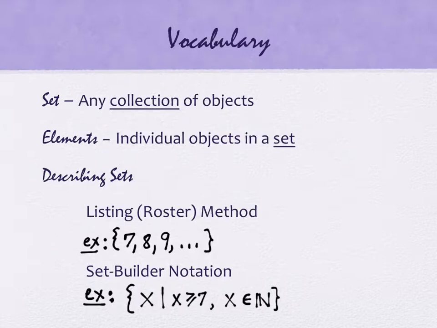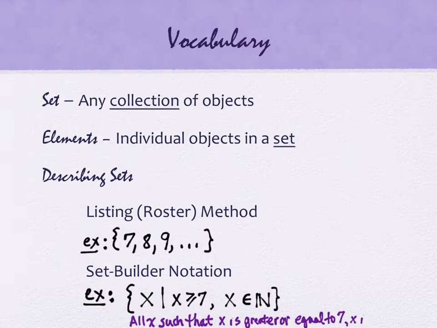This is read as, this is all X. That vertical bar is read as the words such that. You know how to read the next one. It's X is greater than or equal to 7, right? And the last part is, and X is a natural number.